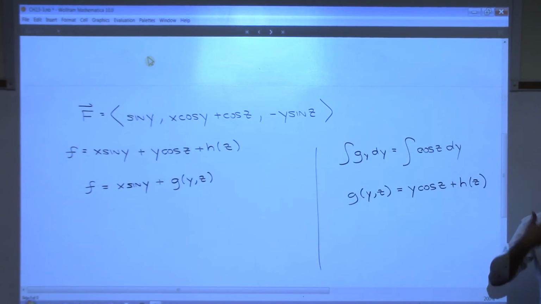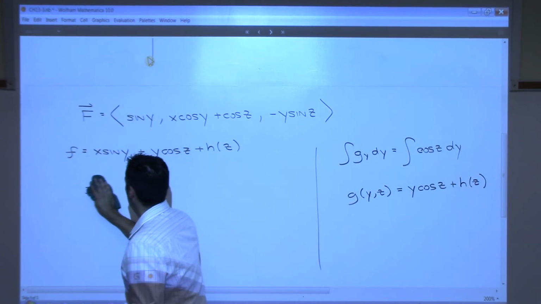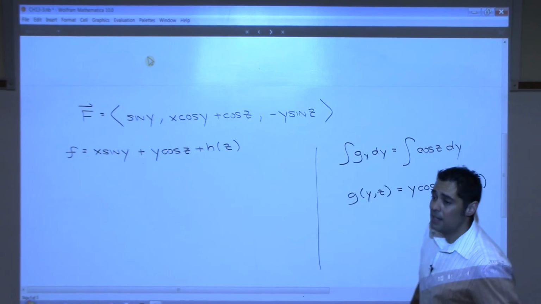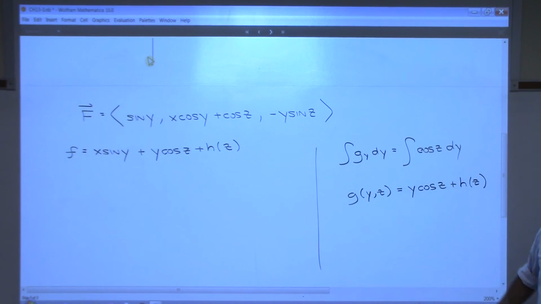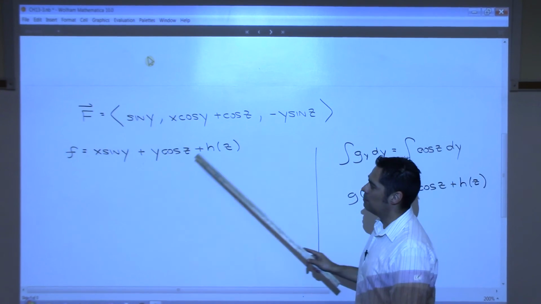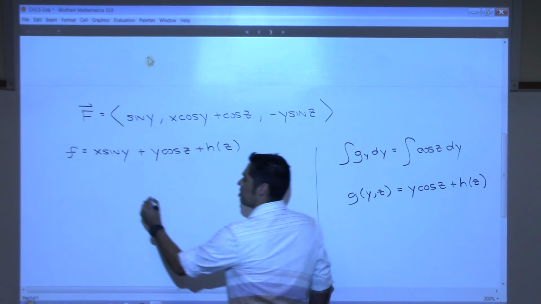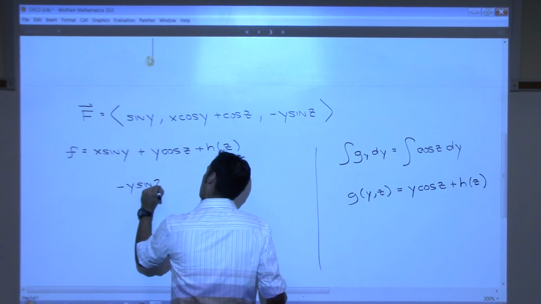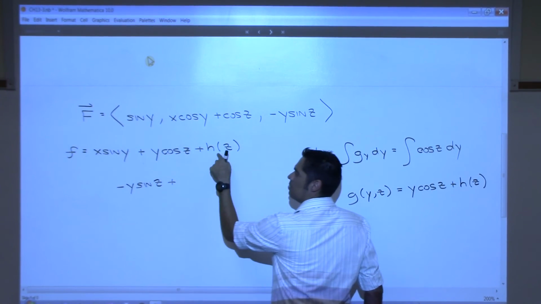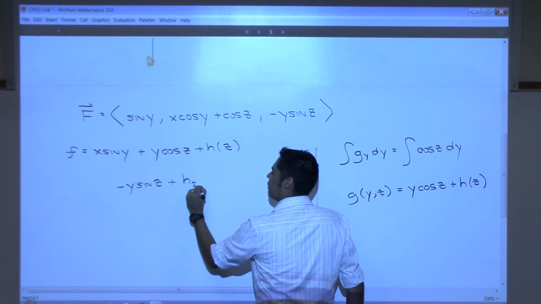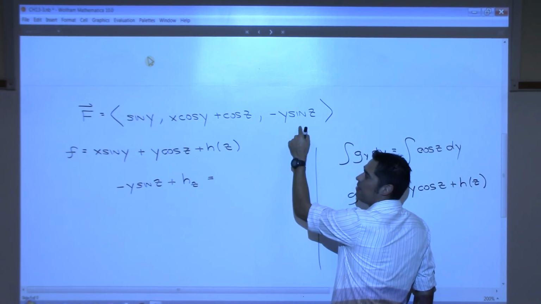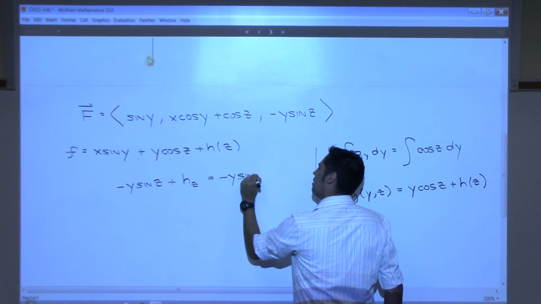So each iteration of this, I'm nailing down that function on the outside more and more. And I only have one more piece of information to use, right? That is that the partial of f with respect to z must be this, right? Okay, so let's take the partial of this with respect to z, which would be 0, negative y sine z, plus h sub z, must equal this right here, negative y sine z.